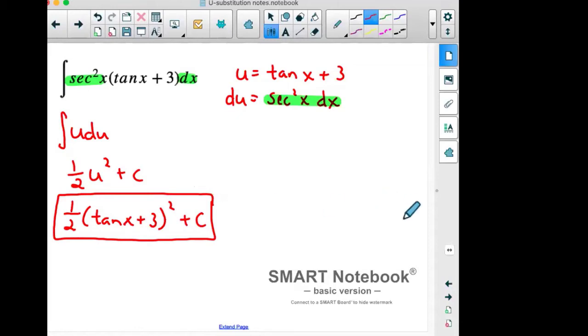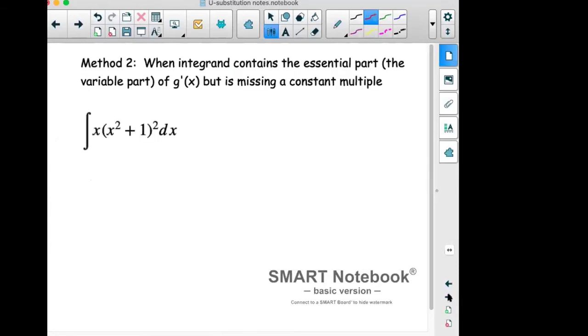Well, that does sound easy, but you know it always gets a little bit more challenging. There's always something else that happens. And there are two situations that occur most often. The one is maybe what's left over that I'm multiplying the inside function by has the essential part of my derivative. That means it has the right variable, but it's missing some constant multiple. And that's this next technique that we're going to look at, how to deal with that situation.